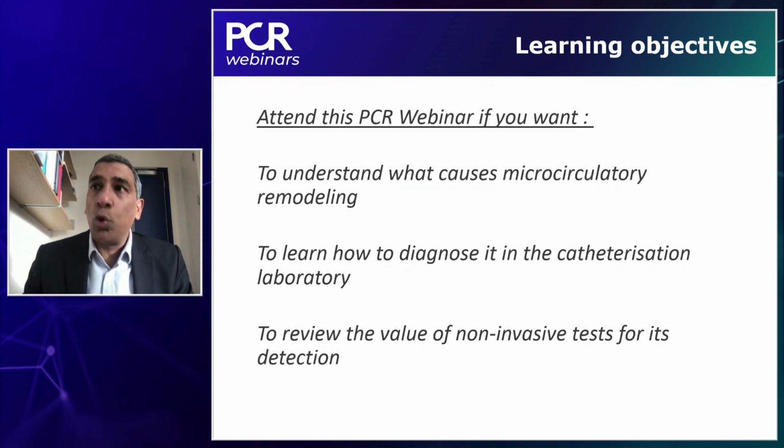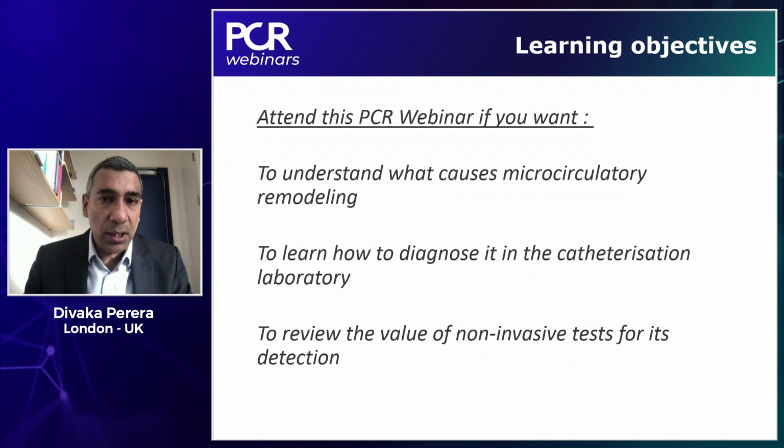Now, the aims of this particular seminar are threefold. Firstly, to understand what causes microcirculatory remodeling. Secondly, and very importantly, for you to learn how to diagnose it in the catheterization laboratory. And finally, to review the value of non-invasive tests for its detection and perhaps monitoring once you have commenced therapies.